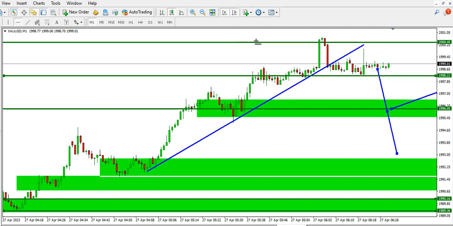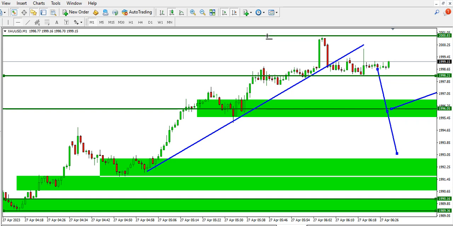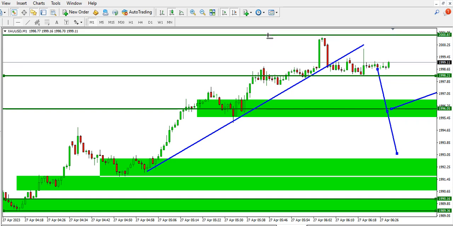Some traders will rather buy when we have a breakout above the high here, when we have a break of structure above the high around here, while some traders place buy limits somewhere around here, and some traders place buy limits somewhere around here.